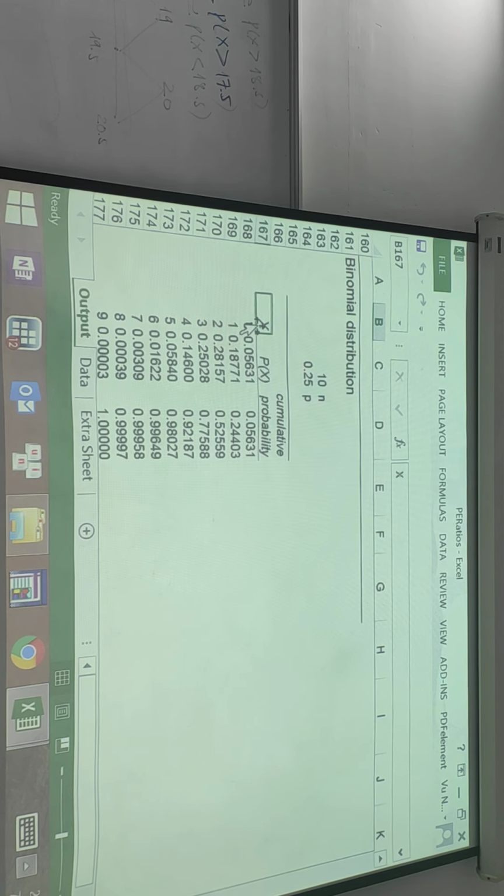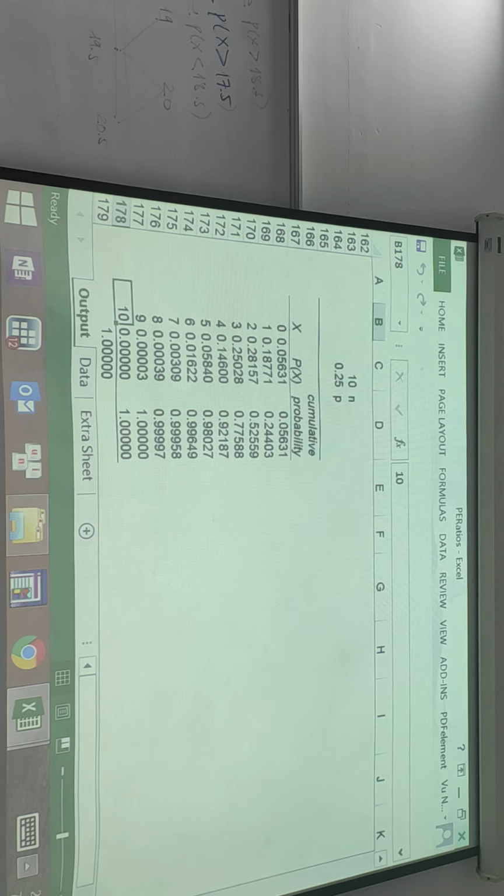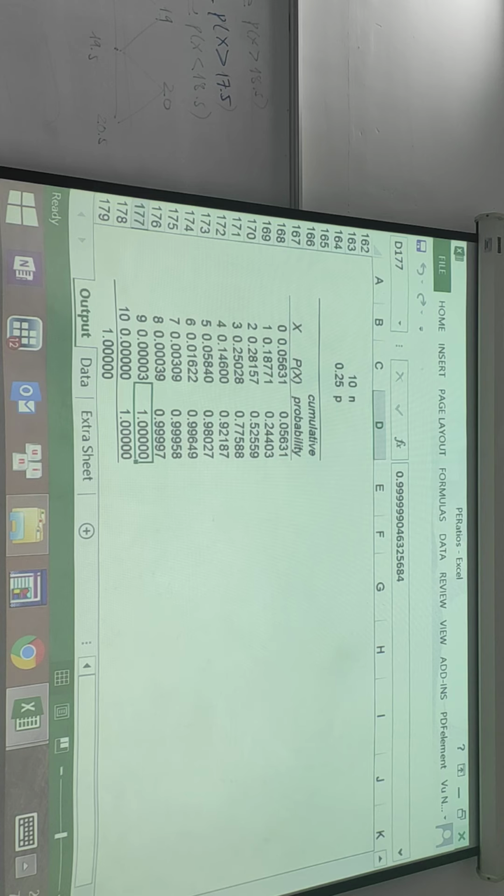Then, what is the probability that you have 0 correct answers? About 5%, right? And this is the cumulative. 1 correct answer, 2 correct answers, etc. Maximum 10 correct answers. This is P(X) which provides you the probability. And then this is the cumulative probability, right? Cumulative probability. Okay?